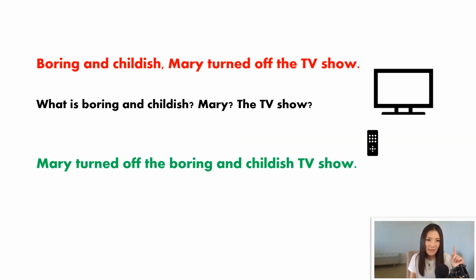Let's take a look at this sentence in red. Boring and childish, Mary turned off the TV show. So what is boring and childish? Is it Mary or the TV show? So to make it more clear, we should say the green sentence, Mary turned off the boring and childish TV show. So let's put these adjectives next to what it's actually describing.